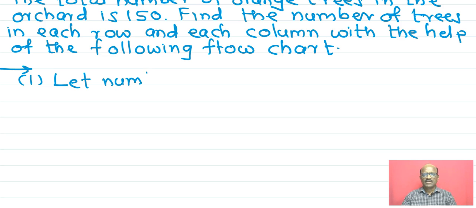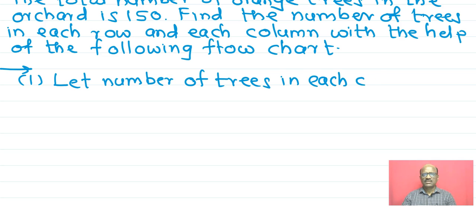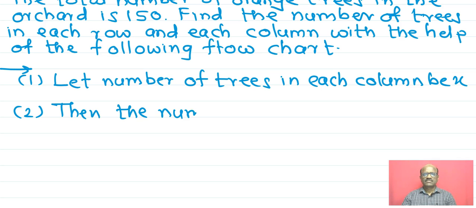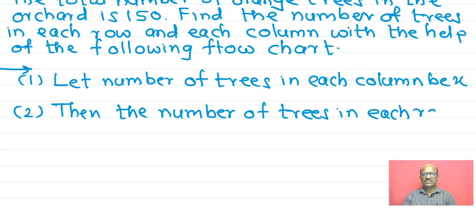Let the number of trees in each column be x. The number of trees in each row is x plus 5.